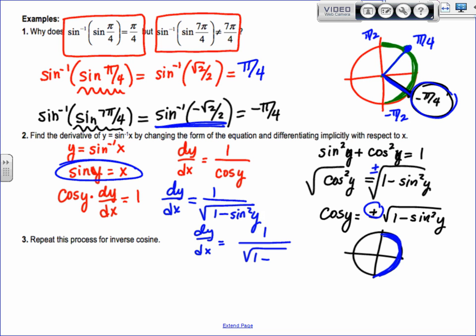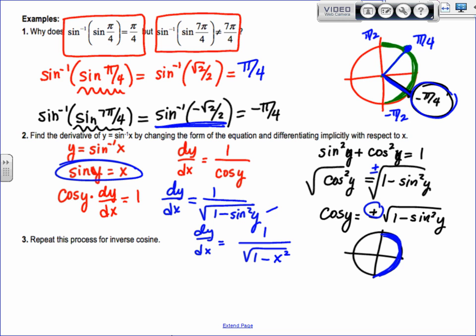What do I put in place of the sine squared y? x squared. You guys see? Because it was sine of y squared. Because if I square both sides, x squared is sine squared y. Like, what is sine of y? Sine of y is x, but I had sine squared y.